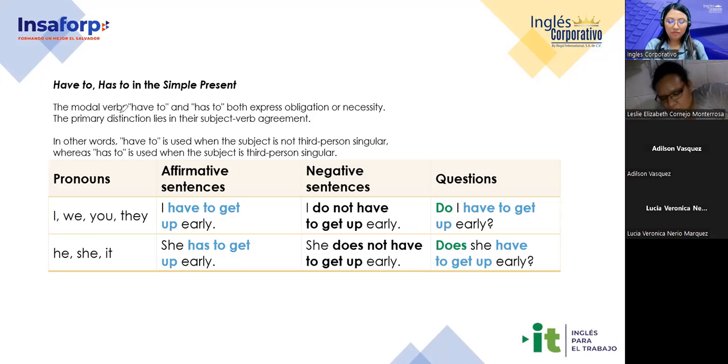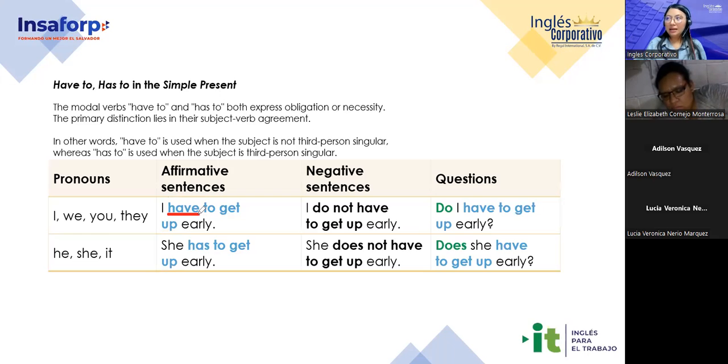I used to the modal. ¿Cómo las definiría yo? ¿Qué es un modal verb y qué es un verbo? A modal verb, si se fijan, acompaña a un verbo. Miren, get up. Ese es un modal verb. Primero, acompaña a un verbo principal. El verbo principal no es have to, no. Es get up.